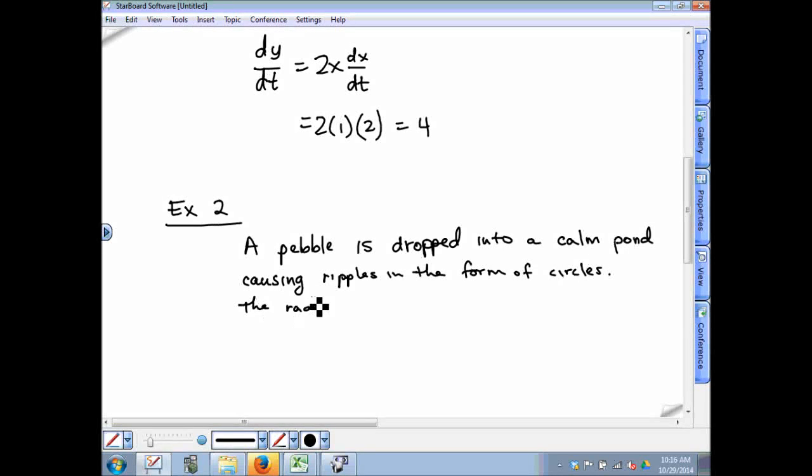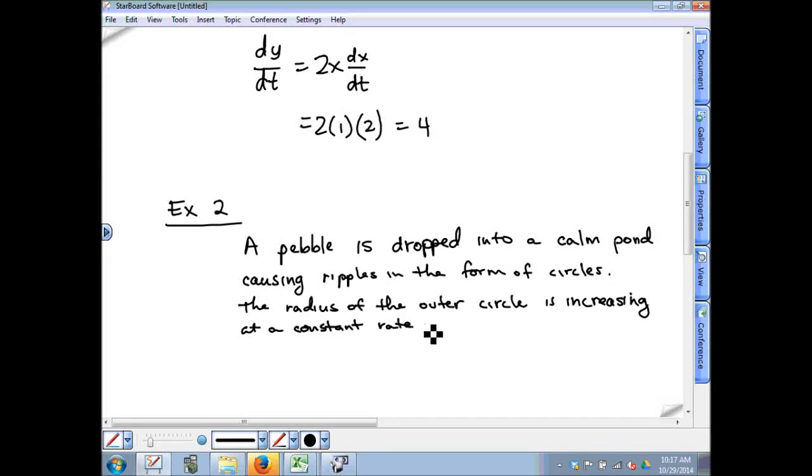The radius of the outer circle is increasing at a rate. Now this is the word you need to pay attention to. They've given us now one of the rates. At a rate, constant rate, of 1 foot per second.